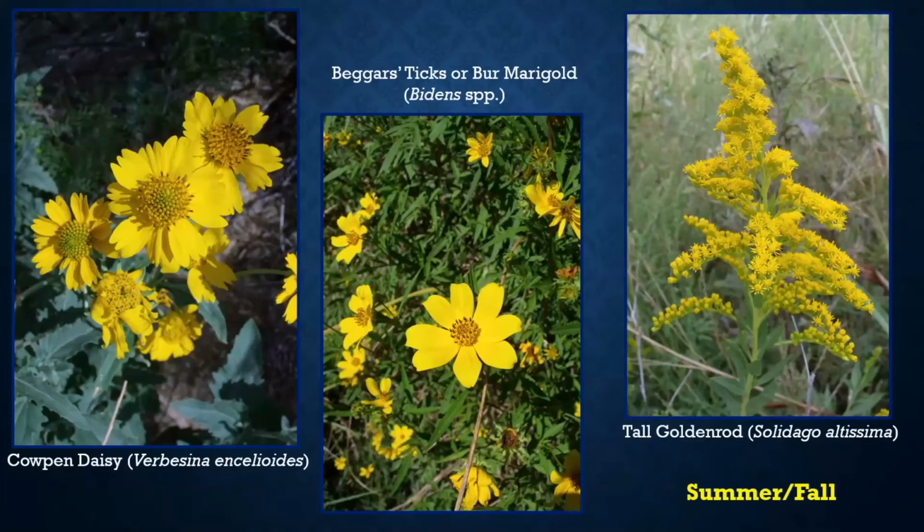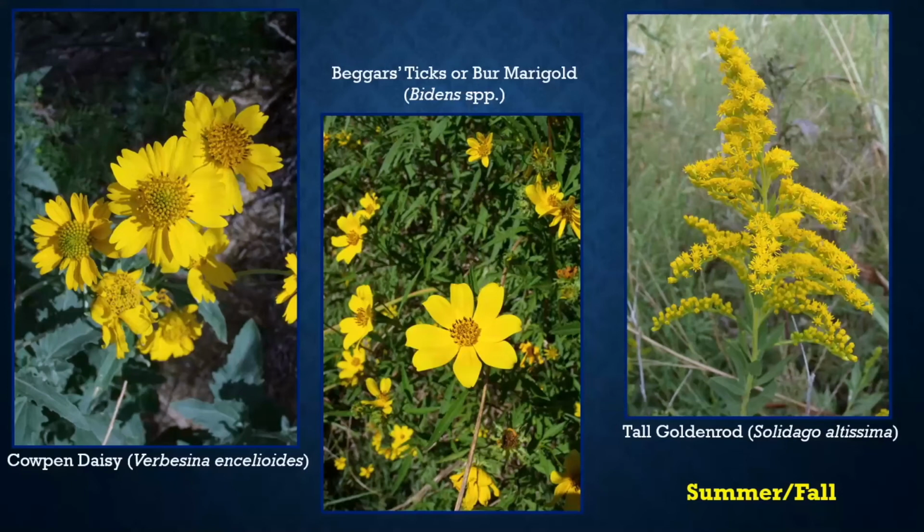Later in the year, and again, these can grow in different settings, especially cowpen daisy and tall goldenrod. But that said, these are also growing in riparian areas. Cowpen daisy is a large annual that will dominate areas sometimes, and in other years it'll be gone. But you'll see that in floodplain areas and in open, mostly sunny riparian areas as well. Beggar's ticks, there are burr marigold. There are lots of different species of that that grow in different settings along riparian areas.